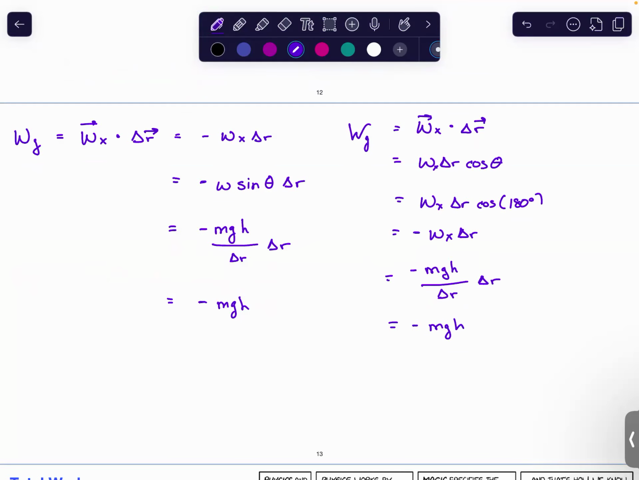So either way, you're going to end up with your negative mass times gravity times the height at the end of the displacement. Personally, I prefer to do it the second way, where I just start with the dot product and look at the angle between the two vectors instead of trying to think, well, that x component is pointing in the negative direction, and then just trying to deal with it that way.